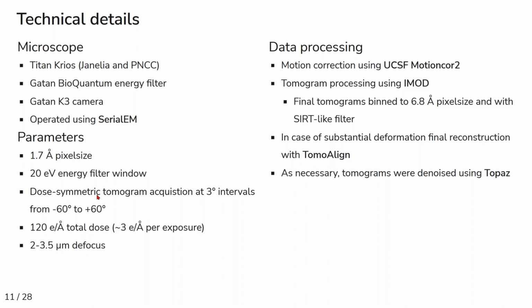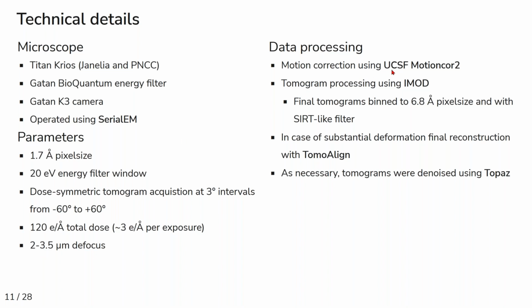If you're interested in that, we can talk later about it in the questions. We collected at 3-degree intervals from -60 to +60 degrees. We used a total dose of 120 electrons per angstrom squared. So these are 40 exposures, so it's about 3 electrons per angstrom squared per exposure. And we used a defocus of 2 to 3.5 microns.